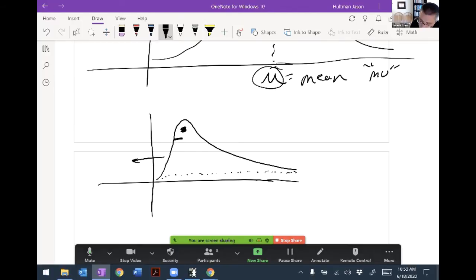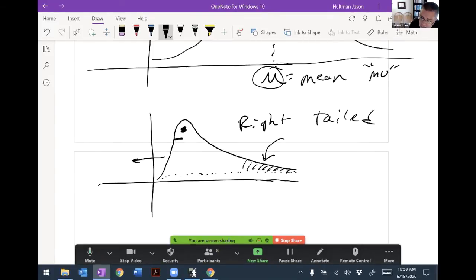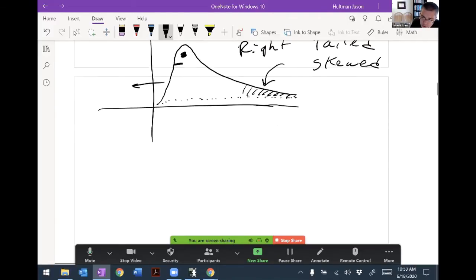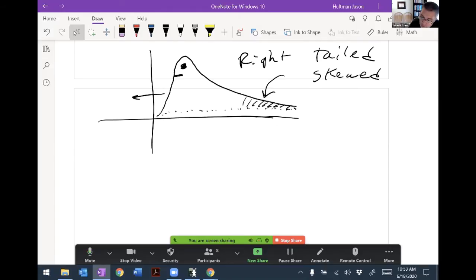if our data looks like this, we say that this is right-tailed. And why is it right-tailed? Because it looks like it's got a tail on the right side. We say that it's right-tailed or right-skewed. The other would be true if it was left-tailed or left-skewed.